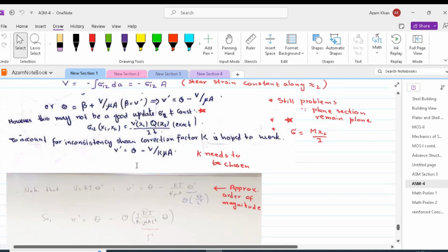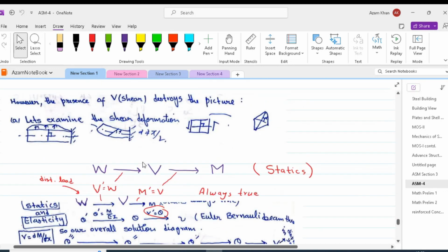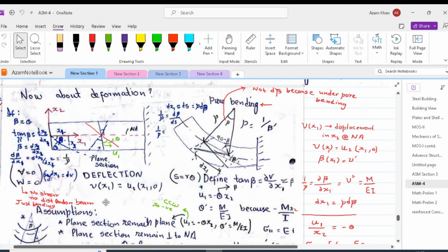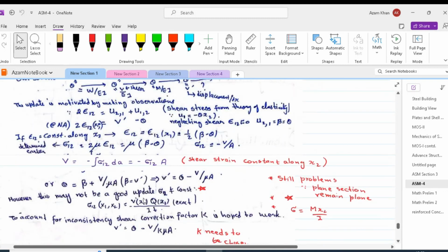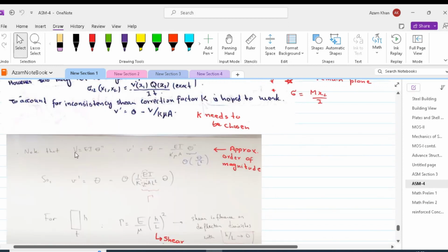Please note that capital V is shear and this small v prime is actually the rate of change of displacement with respect to x1. So on the left hand side, we have got this small v prime. On the right hand side, we have got this capital V, which is shear. We can plug the value of capital V, which is EI theta double prime, and we get v prime equals theta minus EI theta double prime by K mu A.